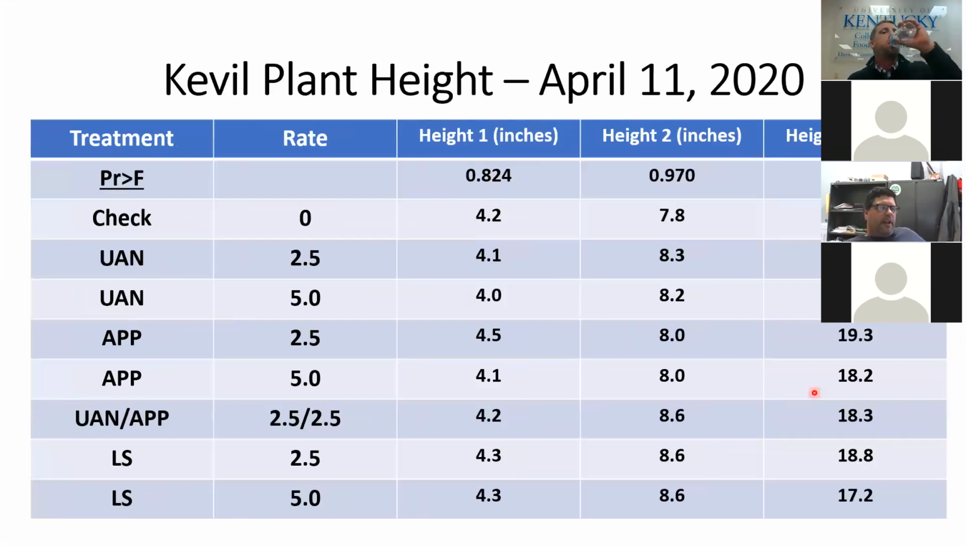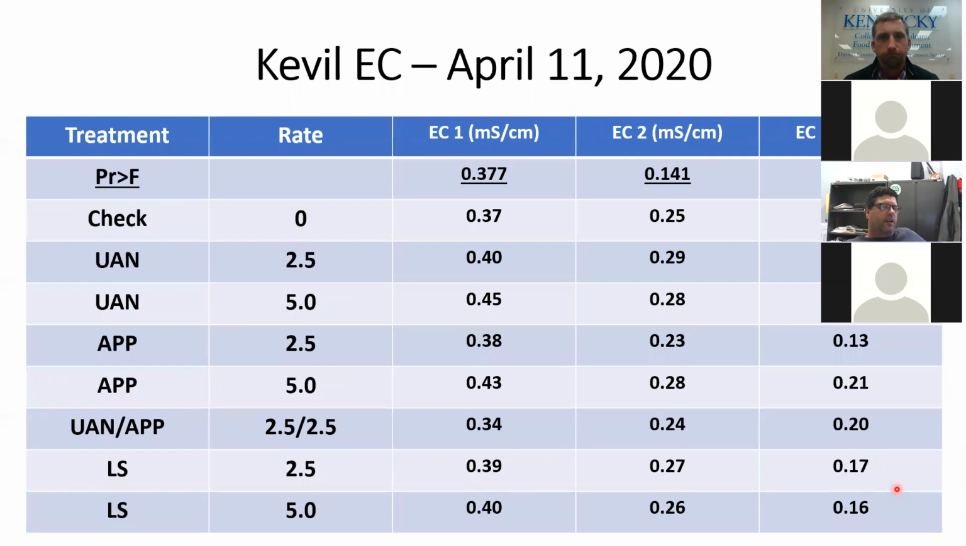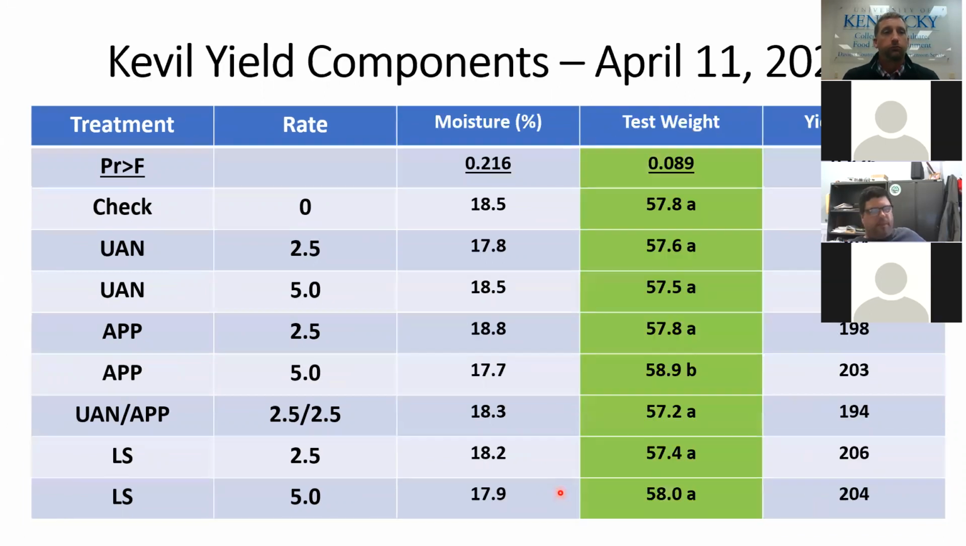What about plant height? Again, they're all about the same. High probability of a greater F, all essentially about the same. So we didn't see any differences in plant height regardless of the treatment. What about electrical conductivity? Not really anything going on here either. It's all essentially the same.